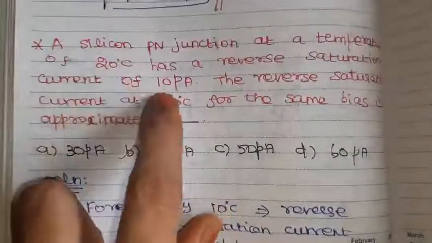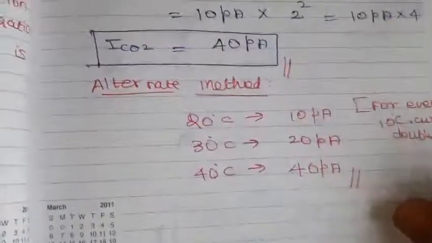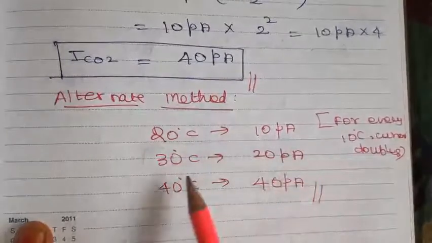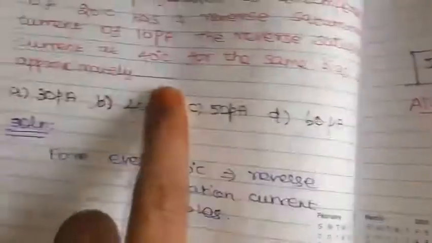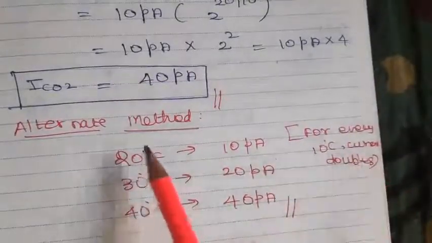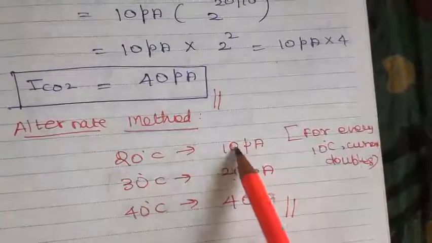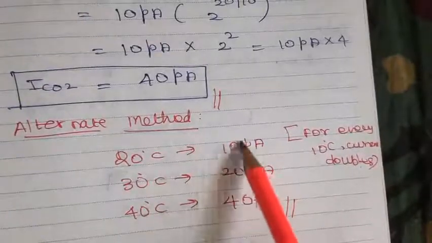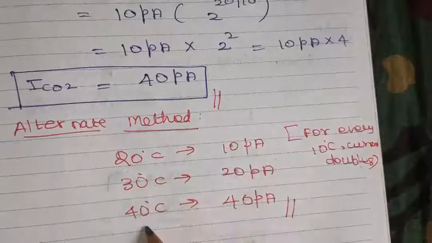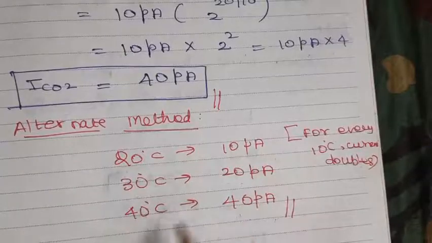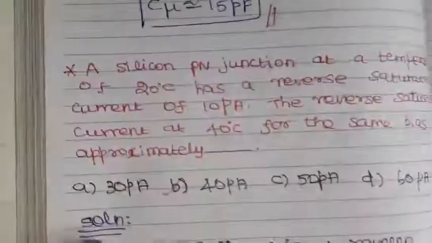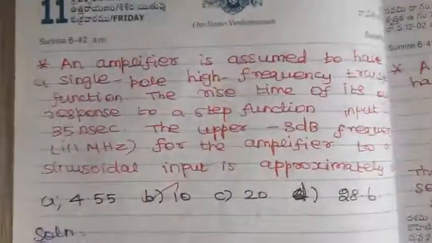This is an alternate method. For 20 degrees Celsius, it is 10 picoamperes. We need to find it for 40 degrees. For every 10 degrees the current doubles, so for 30 degrees Celsius it is doubled, 20 picoamperes. Then for 40 degrees Celsius it doubles again, 40 picoamperes. So this is the simple alternate method. Now we are going to solve the next problem.